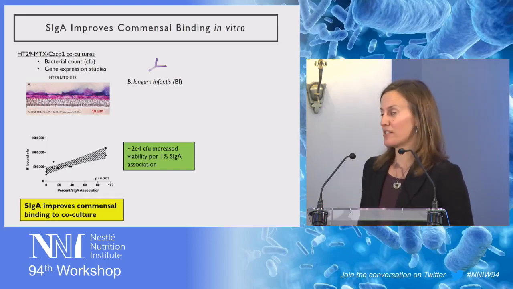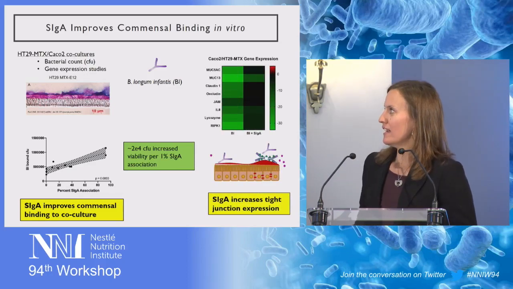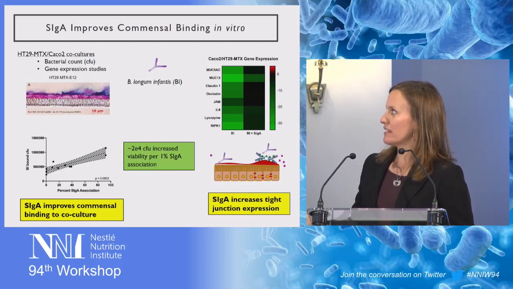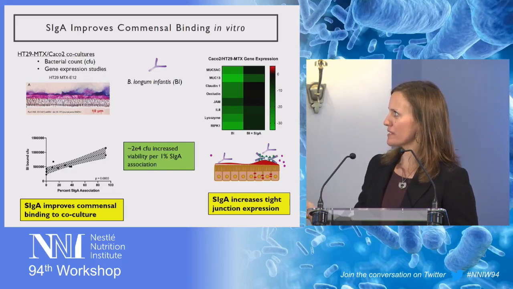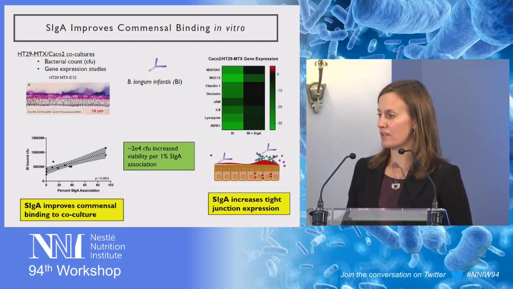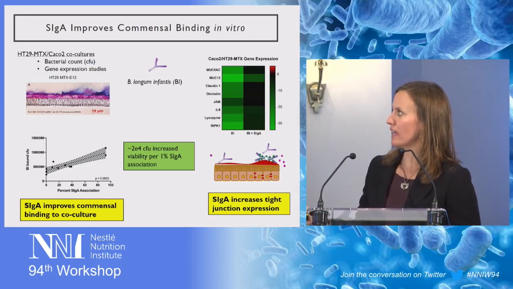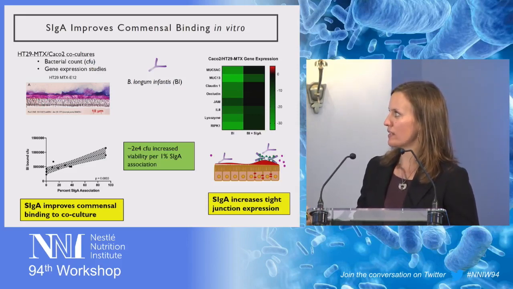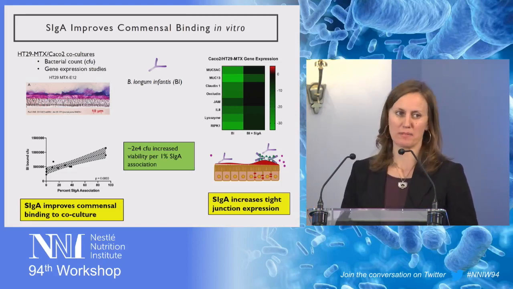And then again, gene expression studies on these co-cultures. When B. infantis was provided, and this is fold change over baseline with PBS alone, there was a significant alteration in a number of different genes involved in inflammation and also in tight junction binding proteins. And when secretory IgA was associated with B. infantis prior to that interaction with these co-cultures, essentially it brings things back to baseline.